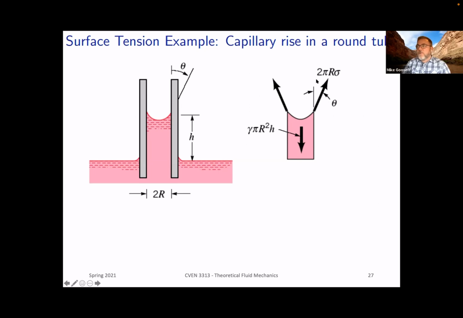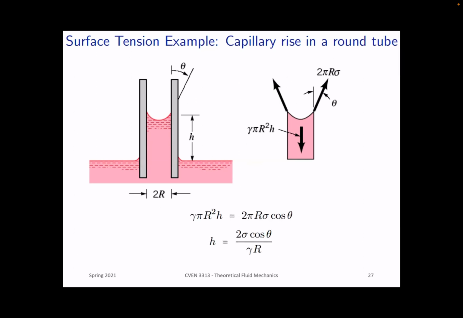The upward force here is sigma, our surface tension, multiplied by the circumference of the tube on the inside, 2 pi r. All right? So that's how those come together. We can then put them together in the context of saying that they have to oppose each other, so they have the same magnitude acting in opposite directions. And we can actually solve for h.